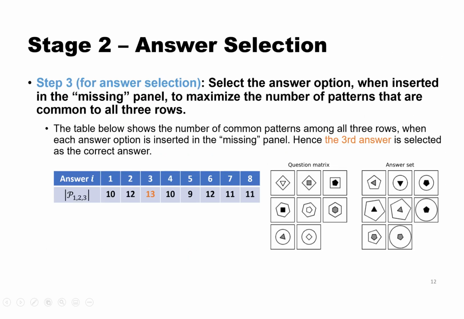For the answer selection task, we should insert every answer option in the missing panel, and then compute the number of patterns that are common to all 3 rows. The correct answer is the answer option that maximizes the number of common patterns. The table below shows the results for our running example. Hence, the third answer option is selected as the correct answer.